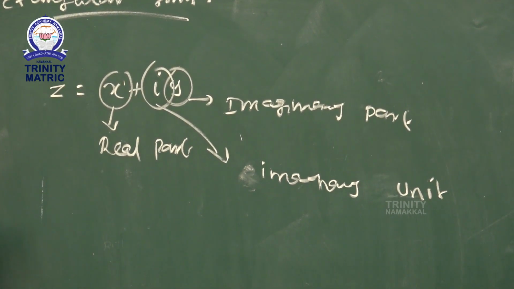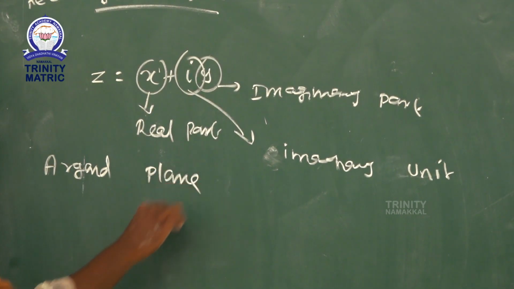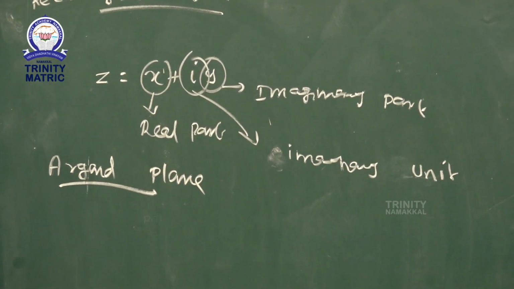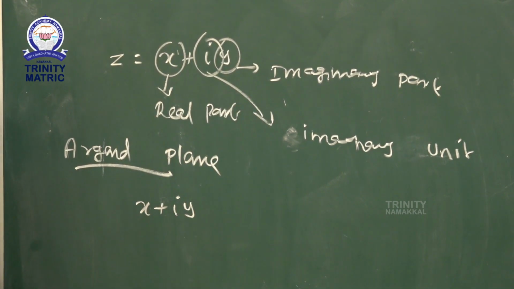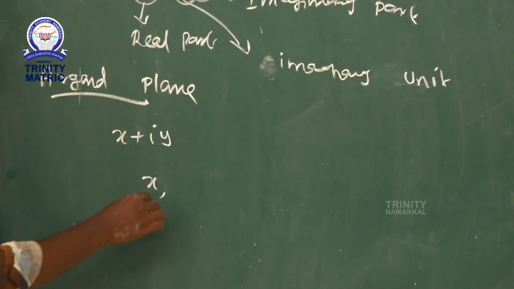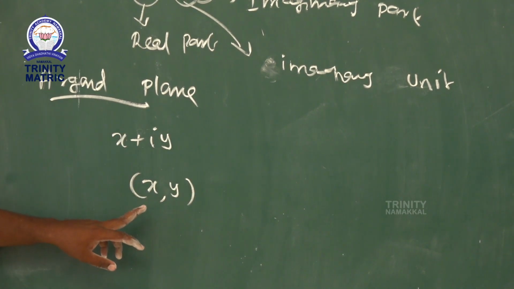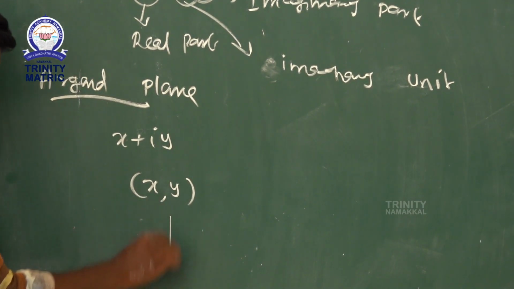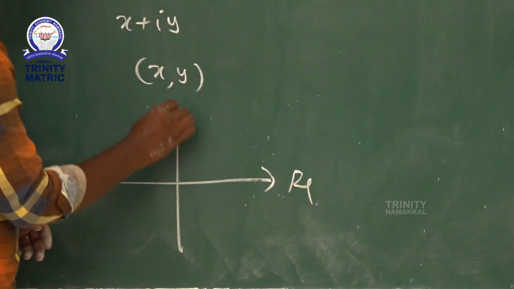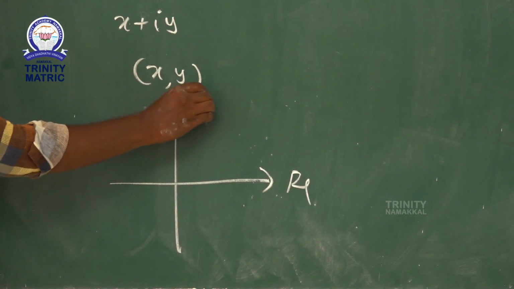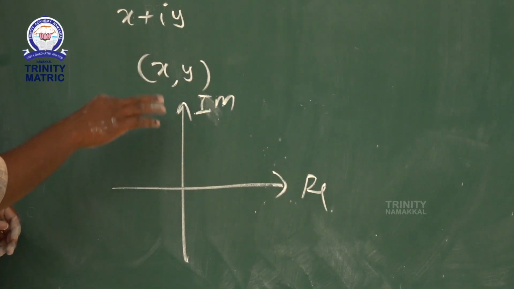Next we go to the Argand plane. Where is the Argand plane used? The rectangular form of a complex number is x plus iy. Here x is the real part and y is the imaginary part. That is the ordered pair of a number: x plus iy can be changed to x comma y. That number can be put in the Argand plane. In the Argand plane, the x axis is taken as the real axis, and then the y axis is taken as the imaginary axis.